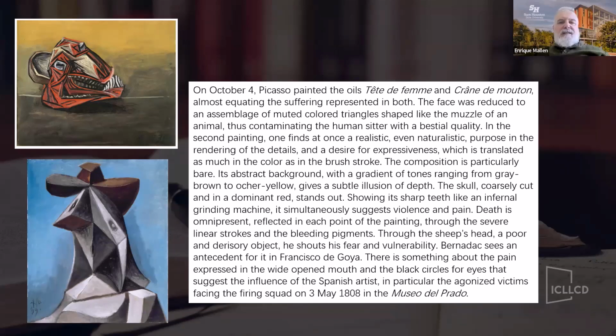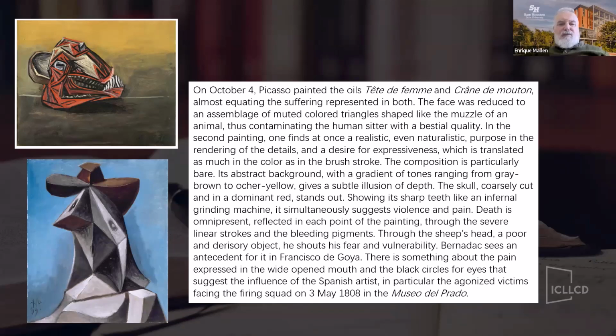In the second painting, one finds at once a realistic, even naturalistic purpose in the rendering of the details, and a desire for expressiveness, which is translated as much in the color as in the brushstroke. The composition is particularly bare. Its abstract background with a gradient of tones ranging from gray and brown to ochre yellow gives a subtle illusion of death. The skull, coarsely cut and in a dominant red, stands out.